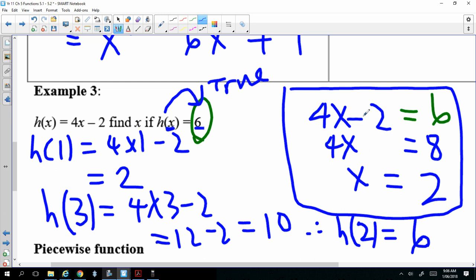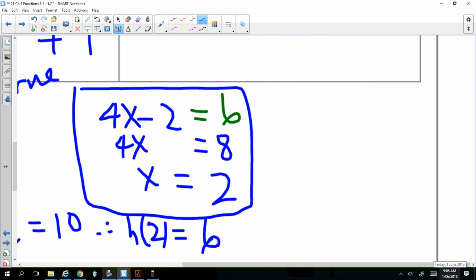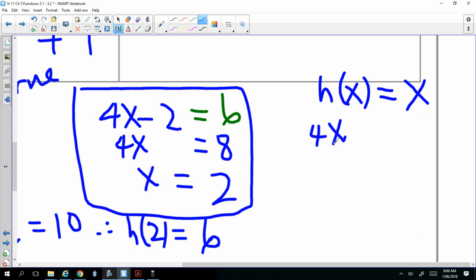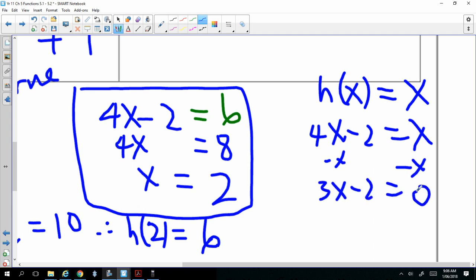What if I give you another question? What if I wrote this? h of x equals x. What would you do? What if it's equal to x, not equal to a number? You just make them equal, right? And then what do you do next? Minus x on both sides. So you get 3x minus 2 equal to 0. And what's x equal to? 3x equals 2. x equals 2/3. So when x is 2/3, you get this equal.